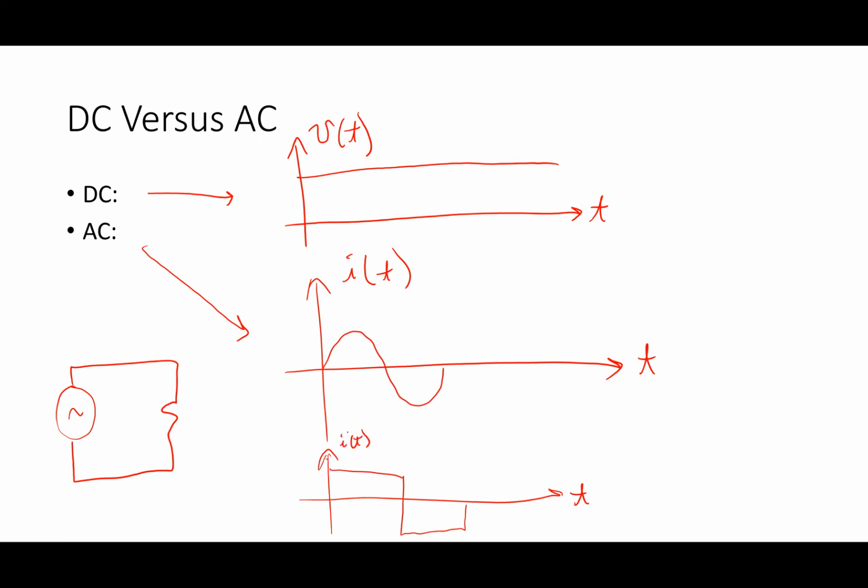All right. So AC basically means I have a waveform that is non-constant. And it doesn't mean just current. The voltage could look like this as well, right? In fact, if the voltage is sinusoidal, the currents are going to be sinusoidal.